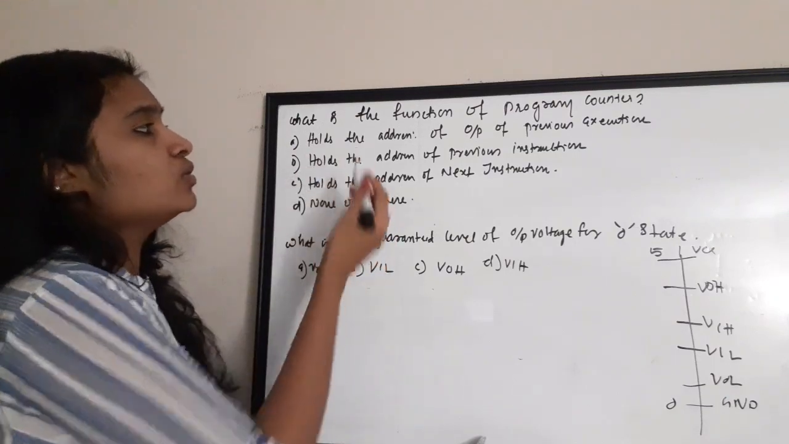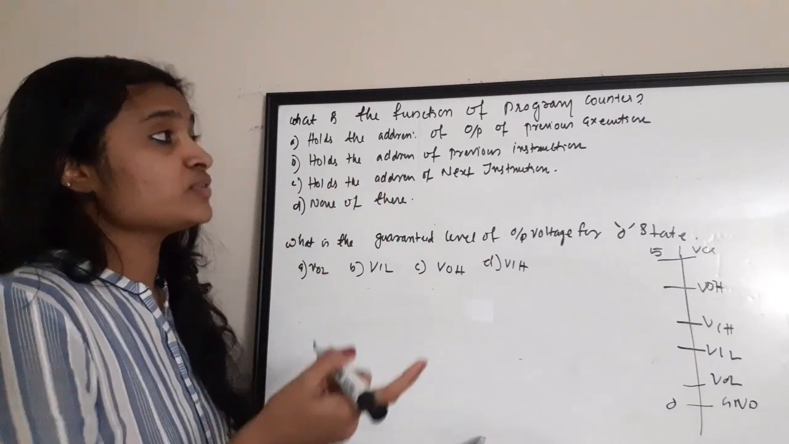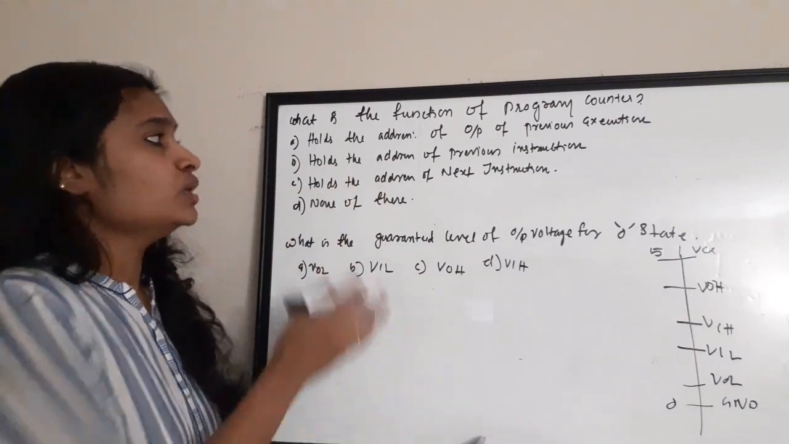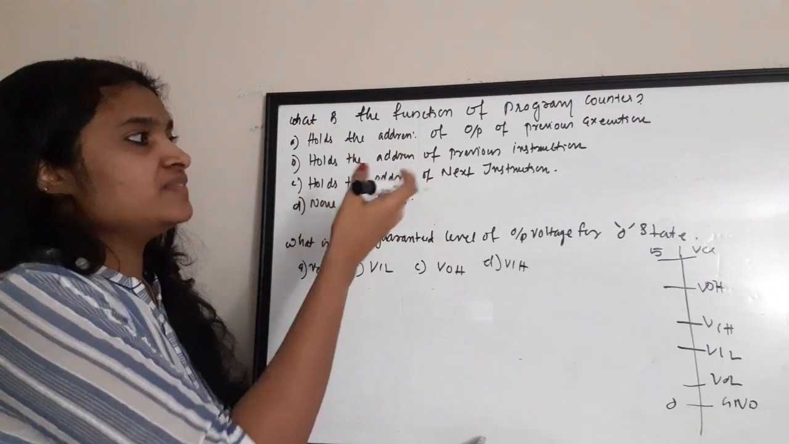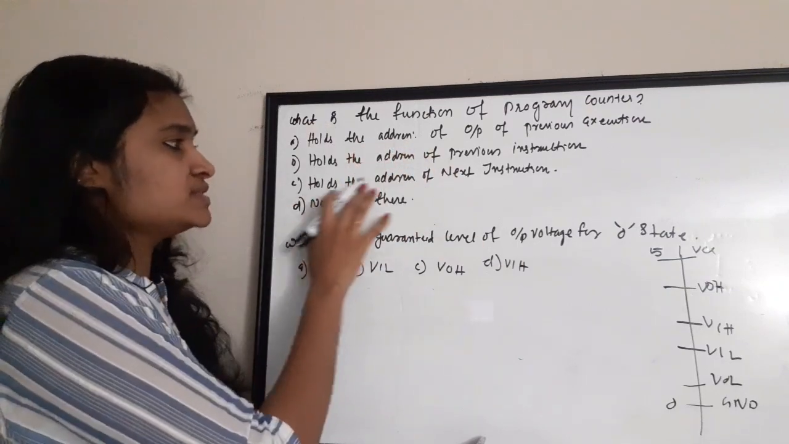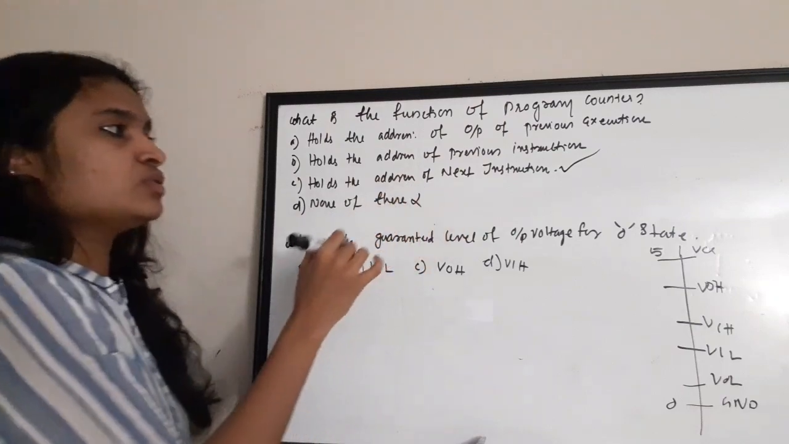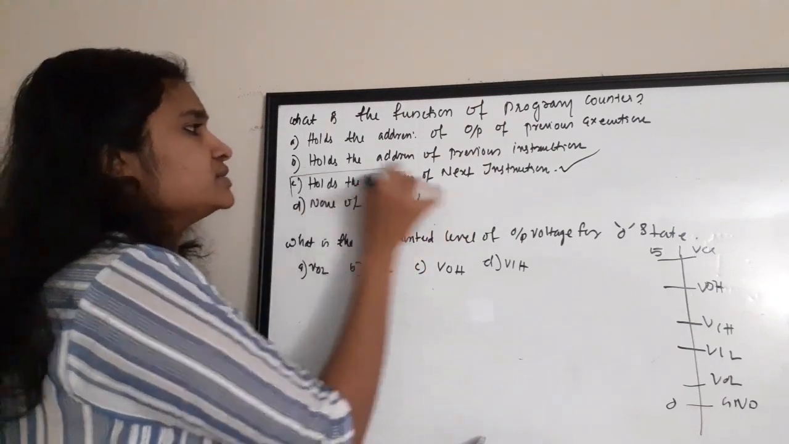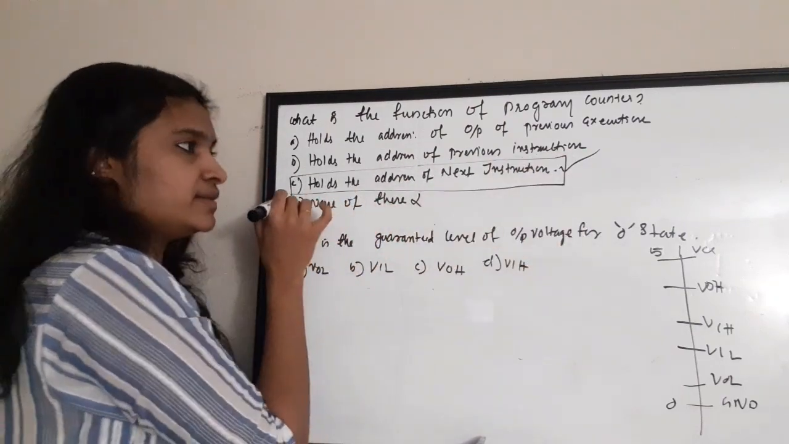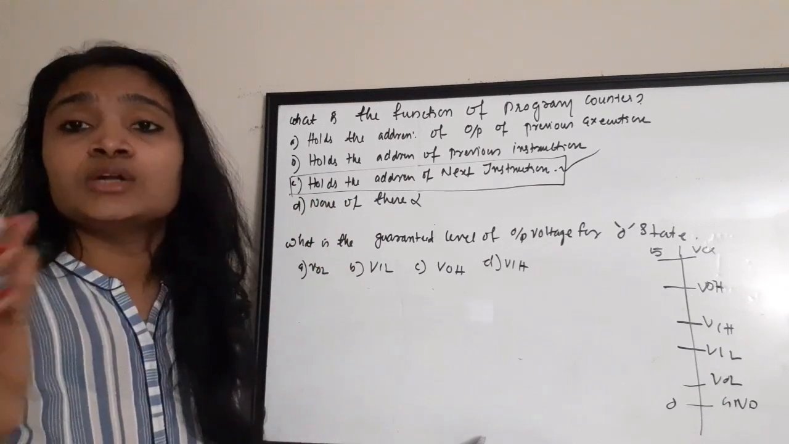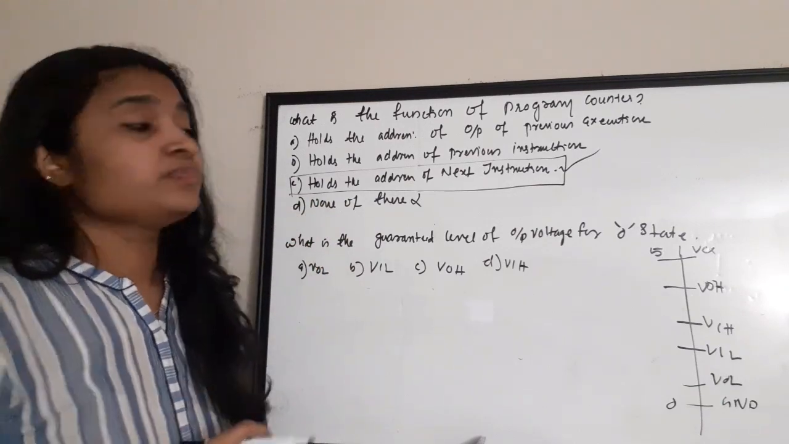So the option: holds the address of output of previous execution, no. Holds the address of previous instruction, no. Holds the address of next instruction, correct. None of these, also wrong. So the correct answer is it holds the address of the instruction to be executed next.